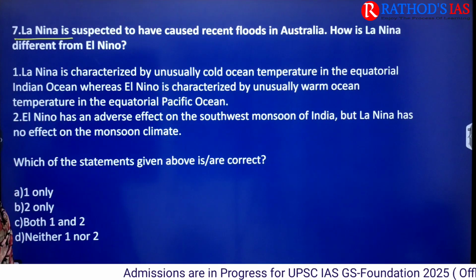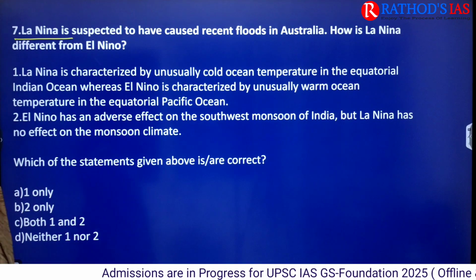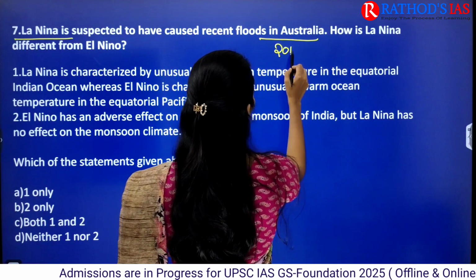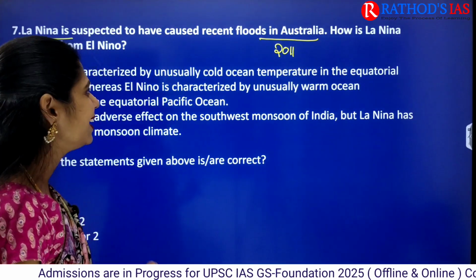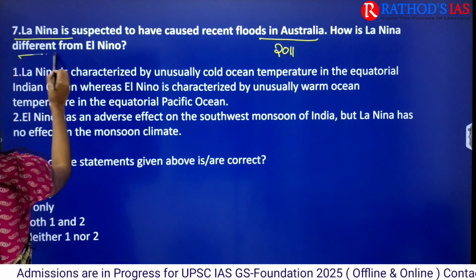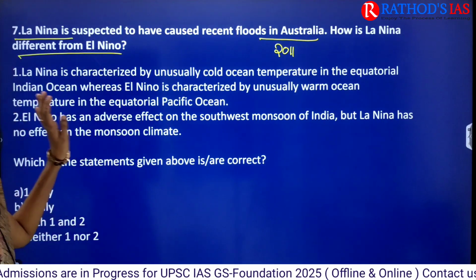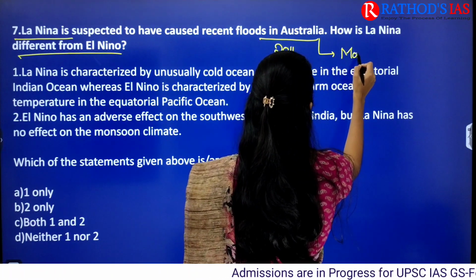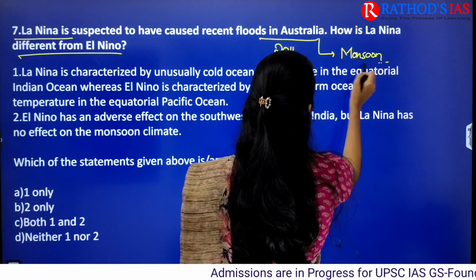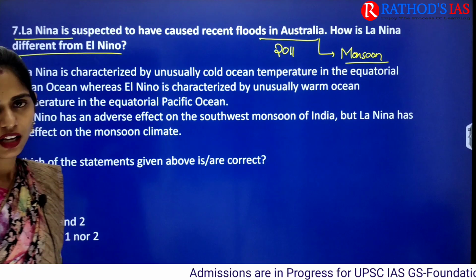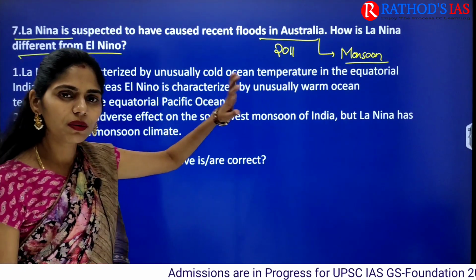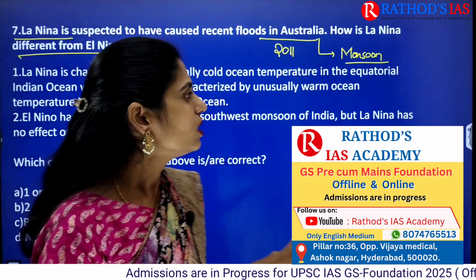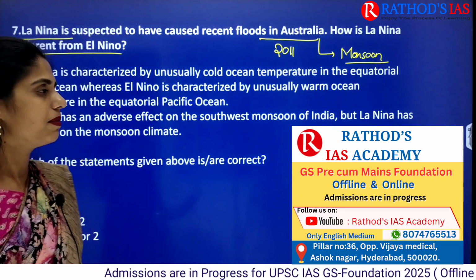La Nina is suspected to have caused recent floods in Australia, that is in 2011, not in 2024. How is La Nina different from El Nino? This question is from your monsoon topic. So monsoon comes under what? Climate of India. So in monsoon you will definitely be reading about El Nino and La Nina. It is very important. So let us see the statements given below.